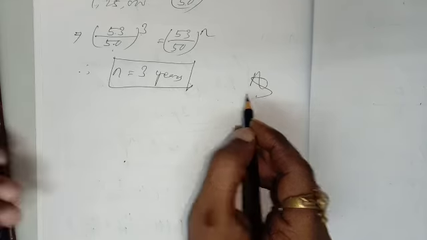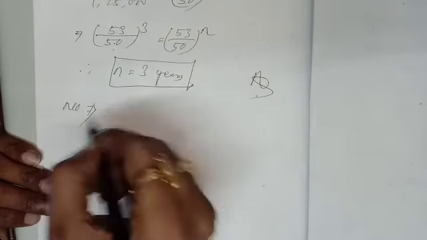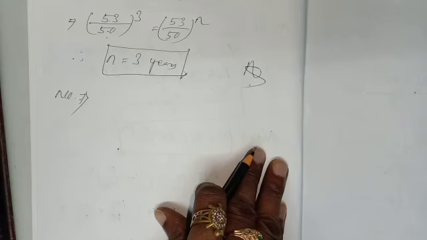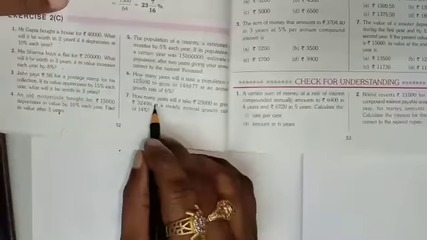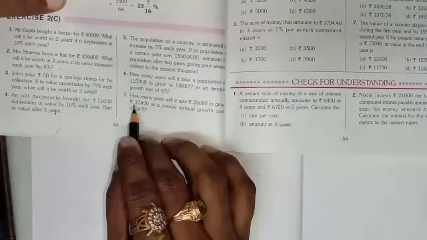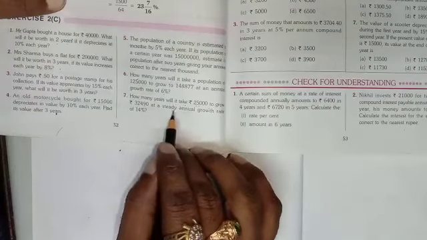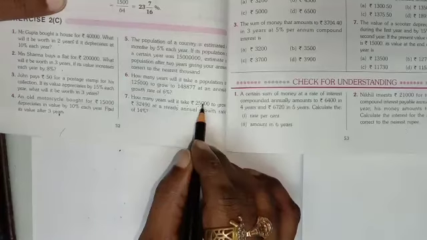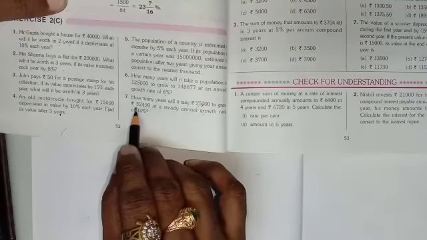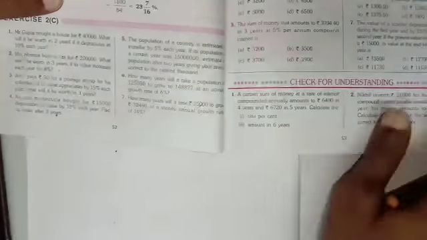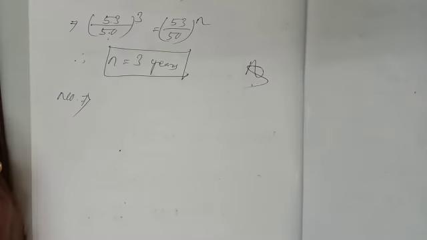Next question, I am going to number 7. In how many years will rupees 25,000 grow to rupees 32,490 at a steady annual growth rate of 14%? Present value is given, final value given 32,490, growth rate given 14%. Number of years is not given.